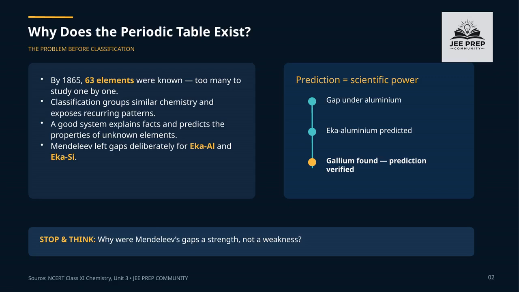Elements in the same group have similar valence shell configurations, so they often have similar chemistry. Group 1 has the general outer configuration ns1 and is called the alkali metal group. Group 2 has ns2 and is the alkaline earth group. Group 13 has ns2 np1. Group 14 has ns2 np2.